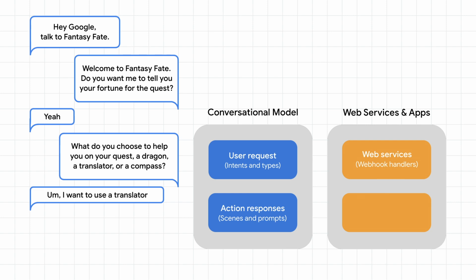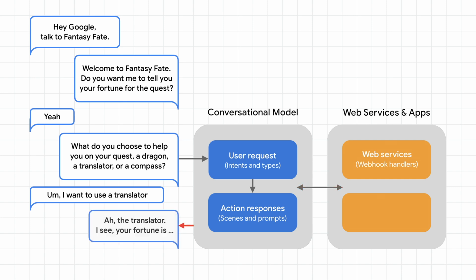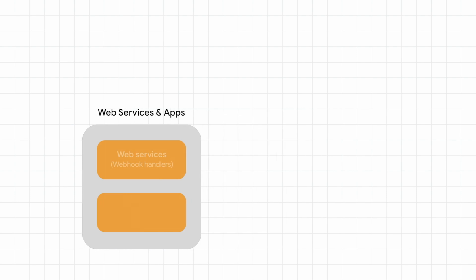Let's continue the example of Fantasy Fate. The action can further customize prompts by delegating prompt generation to a web service. Let's say that action wants to provide new daily fortunes. So when the user says, I want to use a translator, the user's request is processed and sent to the scene to build the prompt. The scene can call a webhook handler, which can then gather dynamic data to generate the prompt to be sent to the user. Lastly, you can return full-screen web apps as prompts by using Interactive Canvas.